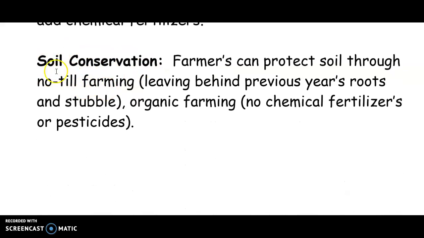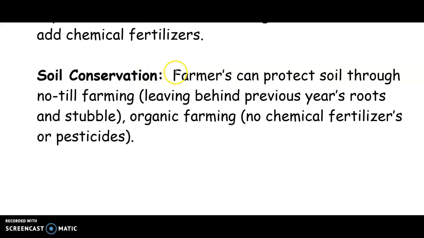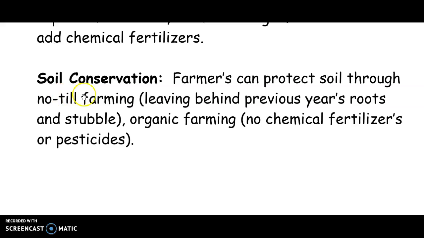Okay, another positive impact is soil conservation. So again, this is an agricultural impact. So farmers can protect soil through something called no-till farming or organic farming. So no-till farming is actually where you leave behind the roots and the debris from the last year's crop. And actually, you can do this yourself at home. So for example, when you cut the grass, let's say in the springtime, instead of collecting all of the grass clippings, you can leave the grass clippings on your lawn or the leaves on your lawn.